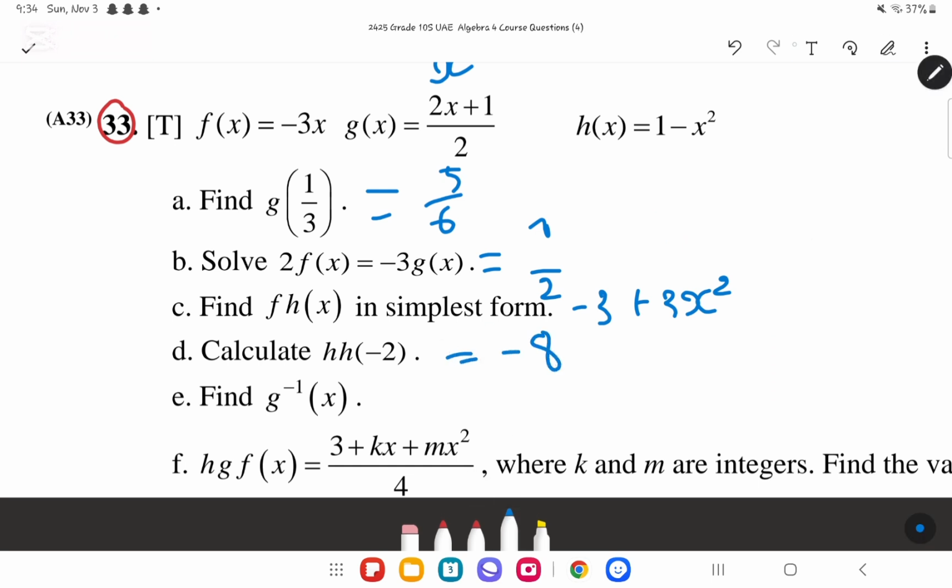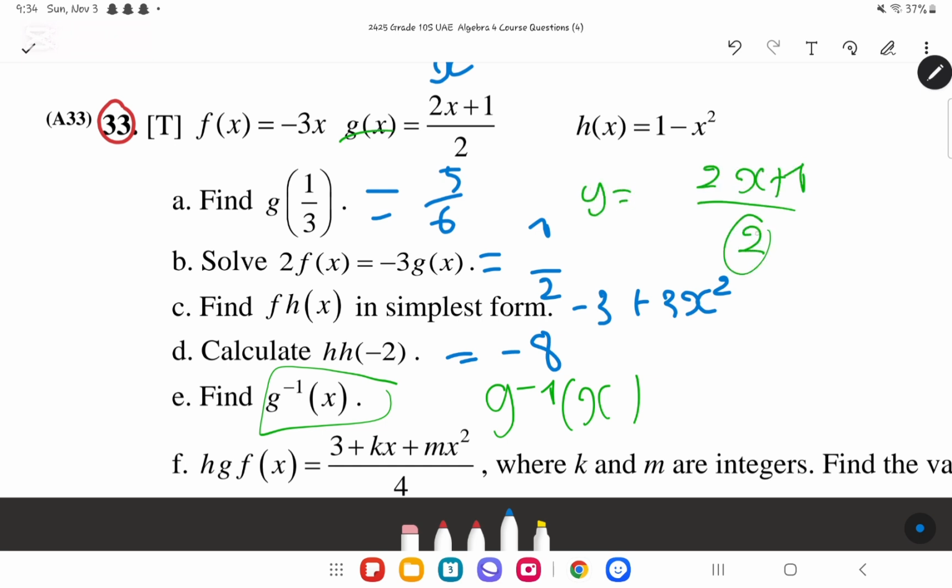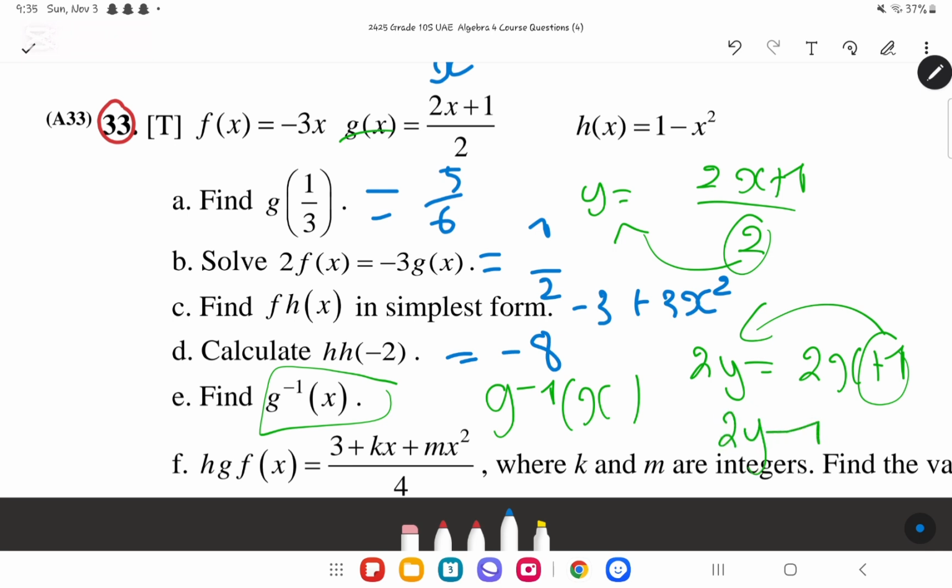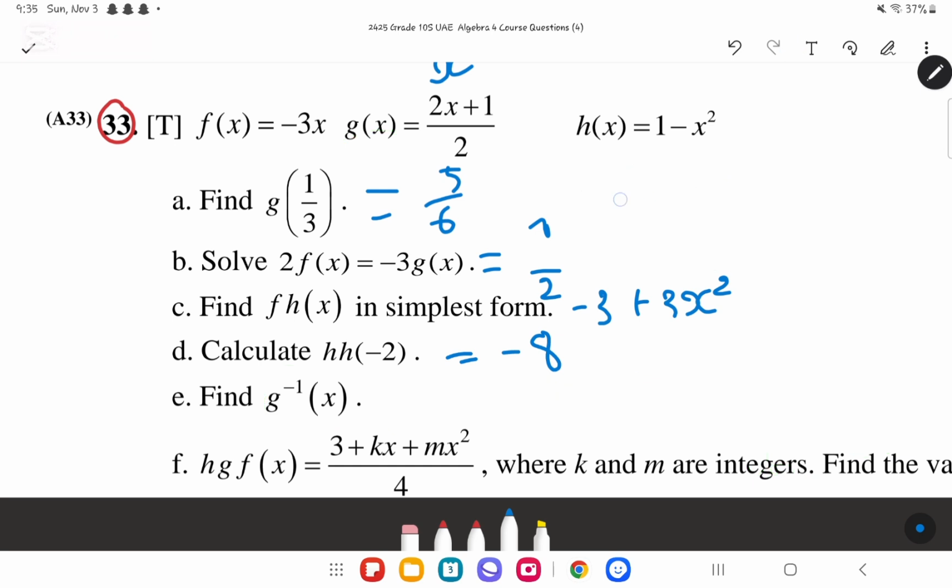Now in part E, they want us to find the inverse of g. g inverse. Very simply, to find it, you're going to substitute the g(x) by y. So y is equal to 2x plus 1 over 2, multiply by 2, so 2y is equal to 2x plus 1. Bring the plus 1 to the other side, you're going to get 2y minus 1. Okay, then divided by 2 is equal to x. So we got x is equal to 2y minus 1 over 2.